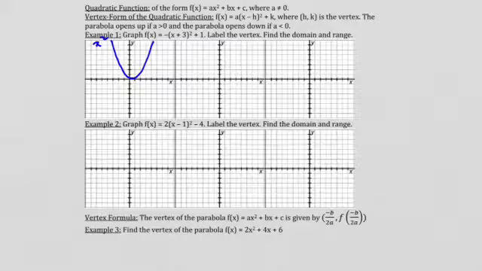Okay, x plus 3, it's going to be a shift. Is it going to be vertical or horizontal? It's going to be horizontal, and because it's a plus, it's going to be to the left. So this right here would be x plus 3 squared.